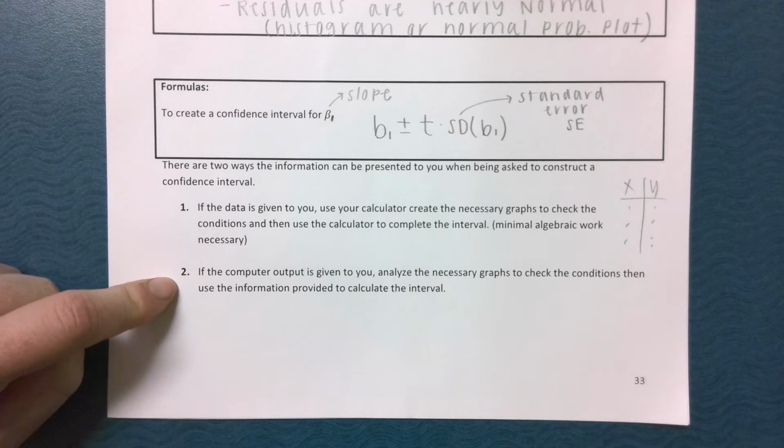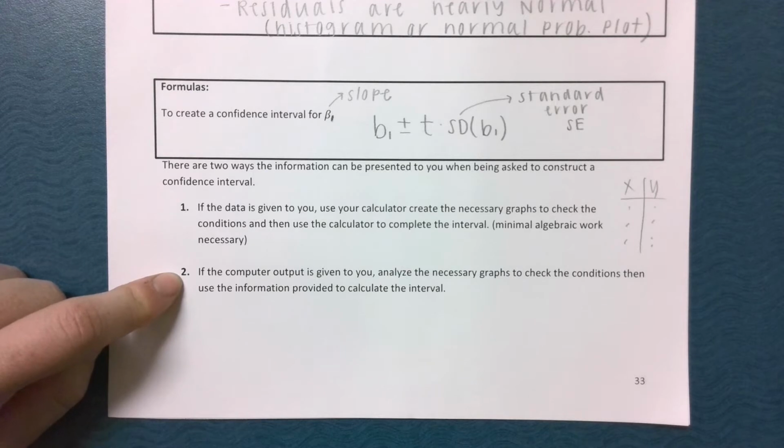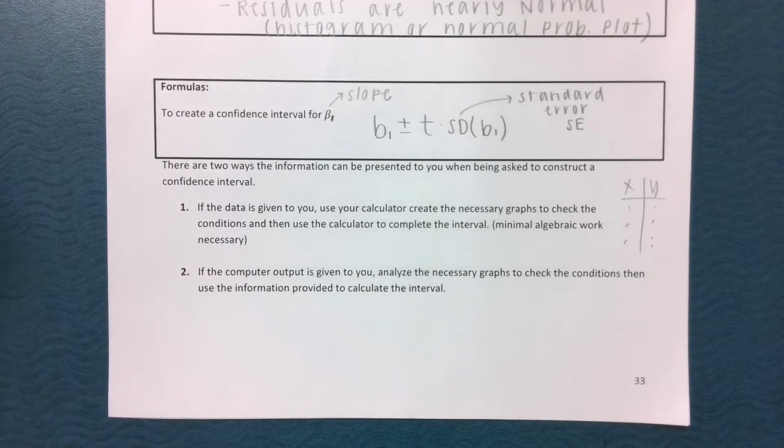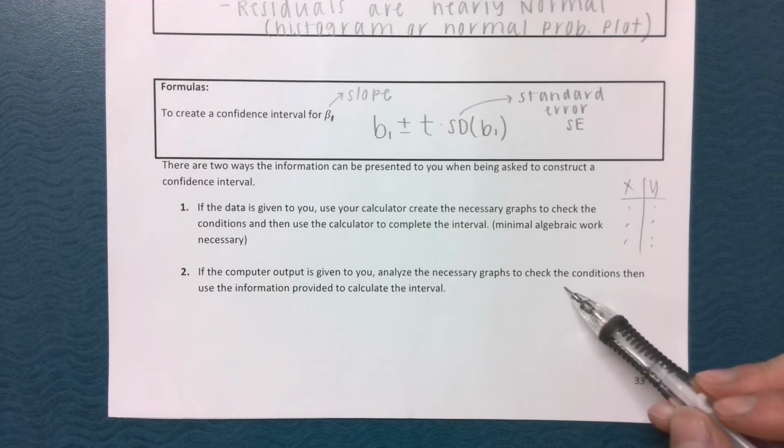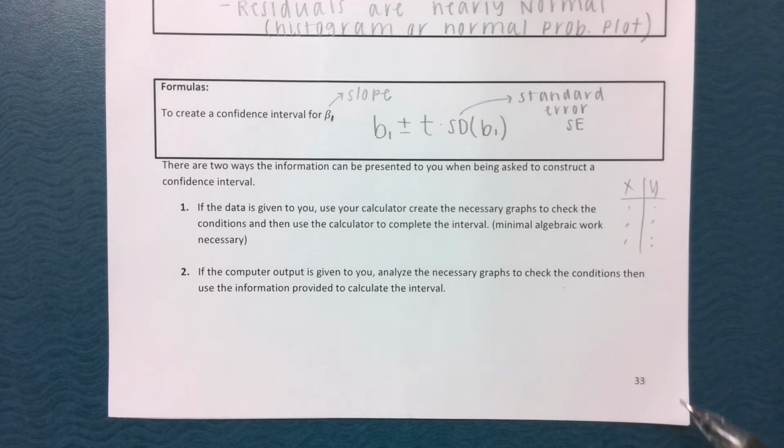Okay, the second type is if computer output is given to you. If that computer output is given to you, we're going to analyze the necessary graphs to check for the conditions, so they'll already have the graphs made for us, and then we can use that information provided to calculate our interval. So there will be a little bit more algebraic work necessary if the data is not given. Okay, let's go ahead and turn our page to look at our first example.